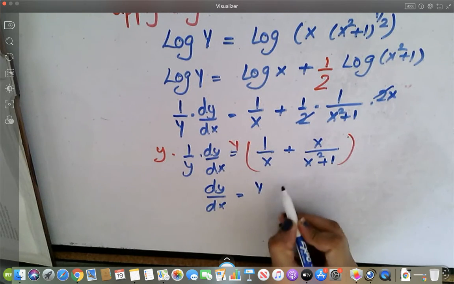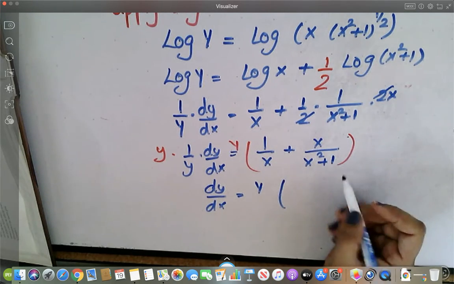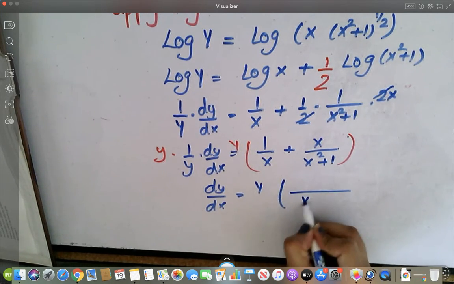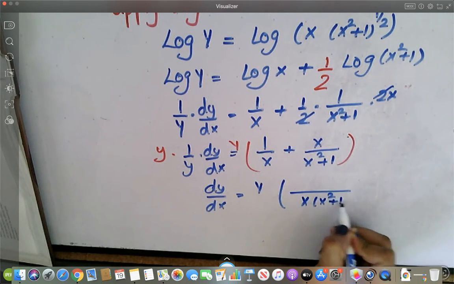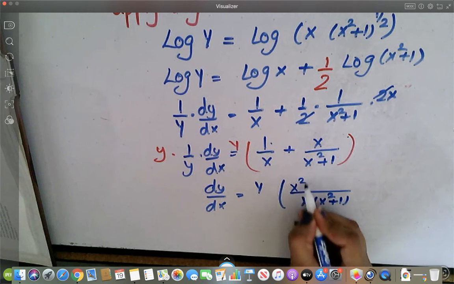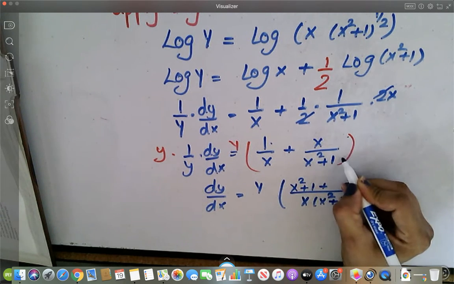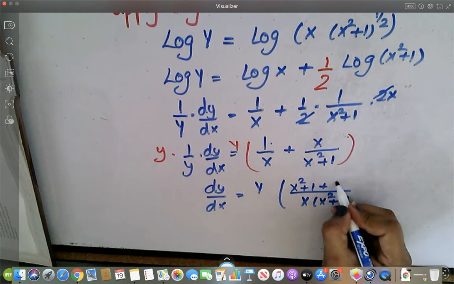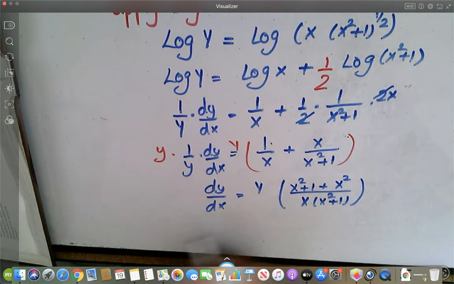Y, this one, oh, you can combine if you want. So I can take the LCD. So this becomes x squared plus 1. This one I would multiply by x squared plus 1. For this equation, I would multiply by another x, which makes it x squared. Almost there. Dy over dx.